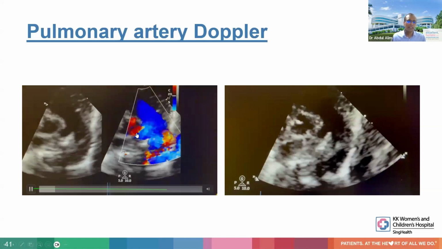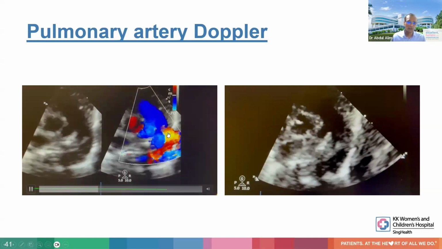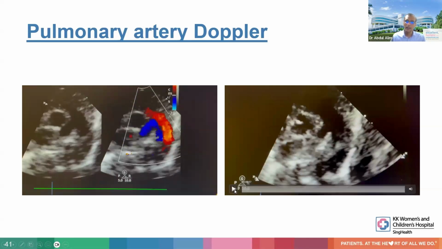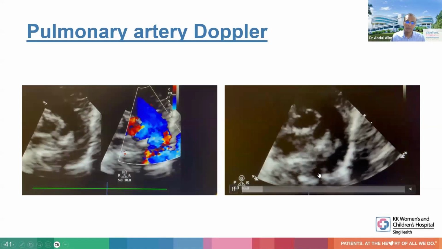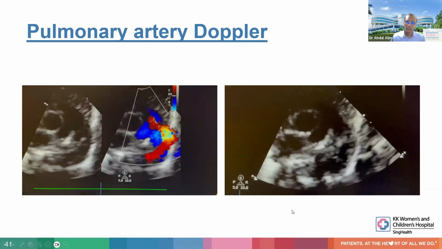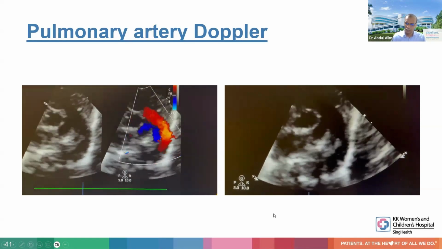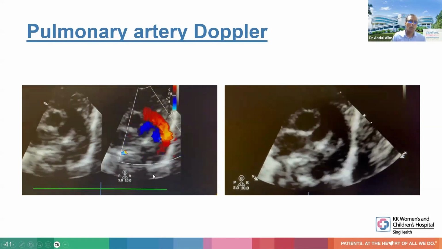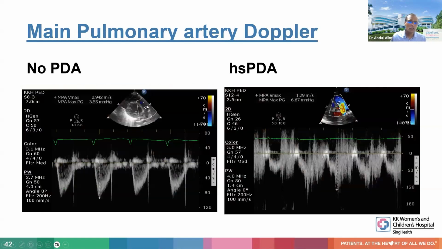In the PDA, in the 3-vessel view, when you delineate the PDA quite well and put the cursor exactly in the middle of that PDA, then you get the pulmonary artery Doppler. In the normal heart, when there is no PDA, you will get a nice smooth outline like this on the left-hand side. This is the baby with no PDA. The pulse wave Doppler is in the main pulmonary artery, just beyond the pulmonary valve, not in the PDA. So you can see a nice smooth outline with flow there.